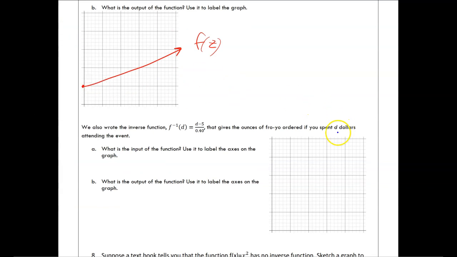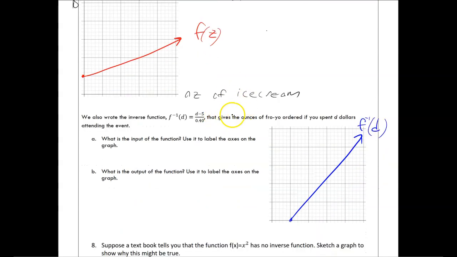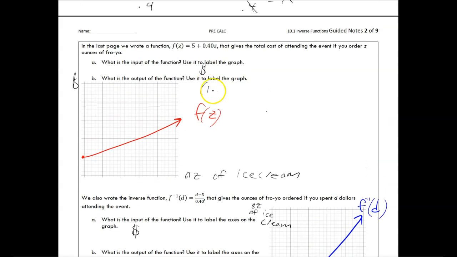And again, I'm not going to be super precise, but notice my slope is a lot steeper, right? So I'm going to draw my x-intercept, and I'm going to draw it going up here. And that is f inverse of d. And to label our axes, z is ice cream in ounces, and then my y-axis, f, is dollars, right? And then here it's the exact opposite. So this is ounces of ice cream, and here is dollars, right? So input is dollars, output is ice cream, and then up here it's the opposite.